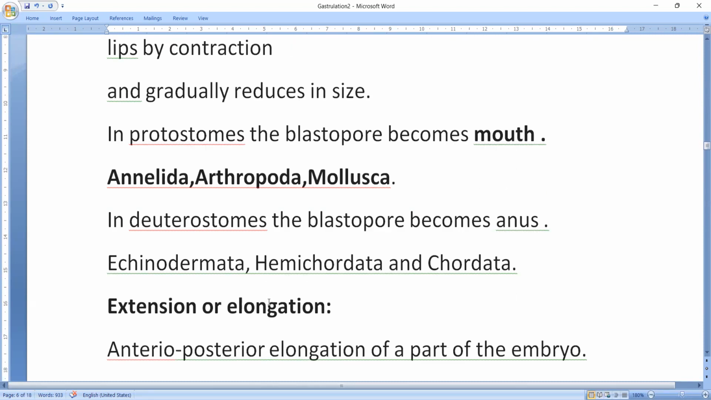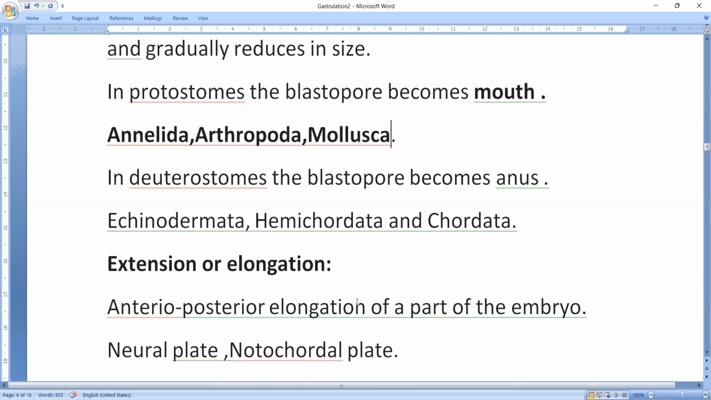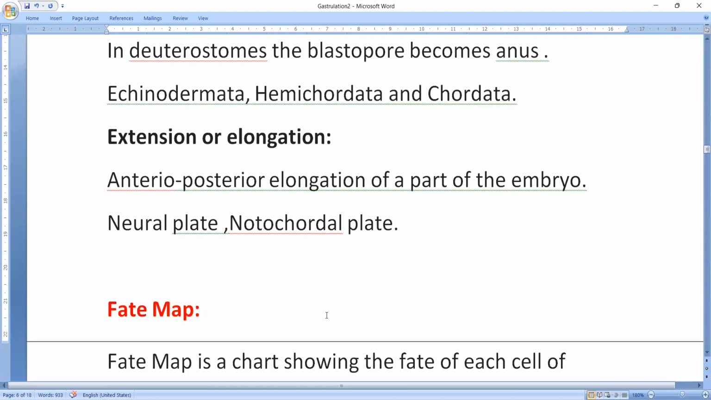Then extension or elongation. ఇది కూడా ఒక రకమైనటువంటి మార్ఫోజెనిక్ మూమెంట్. సో ఇక్కడ యాంటీరియర్ నుంచి పోస్టీరియర్ వరకు ఎలాంగేషన్ ఆఫ్ ద పార్ట్ ఆఫ్ ది ఎంబ్రియో, like the neural plate or notochordal plate. So that is a kind of expansion, elongation, increase in length, simple.